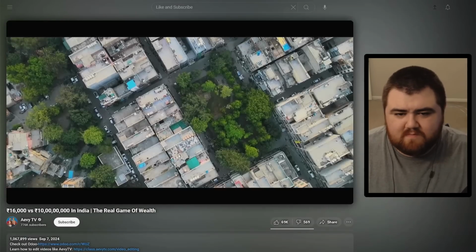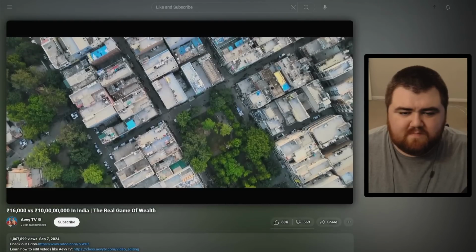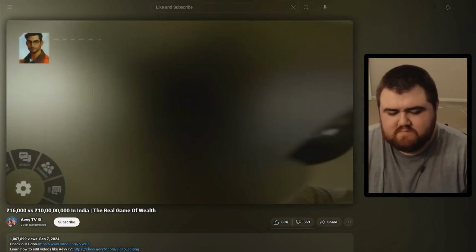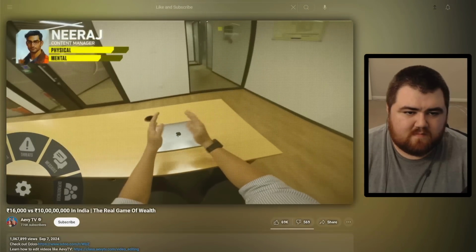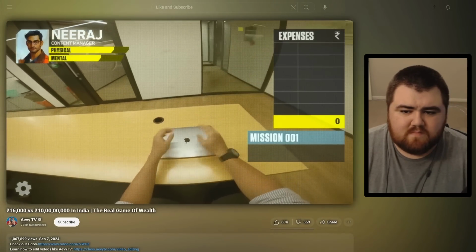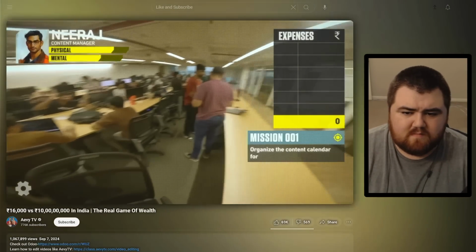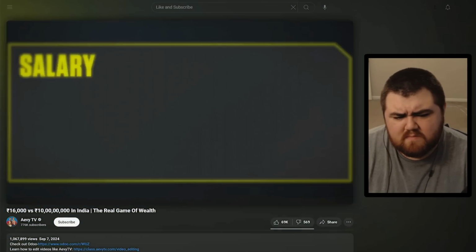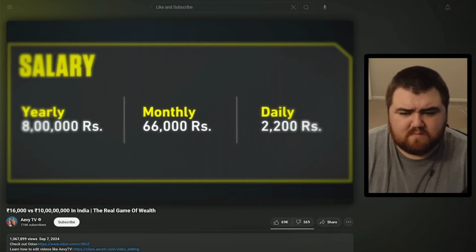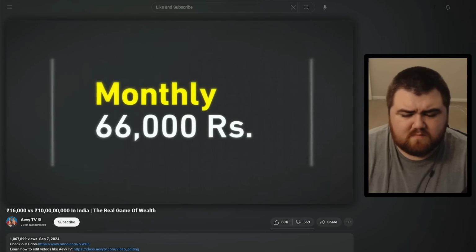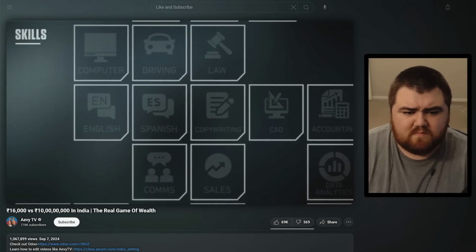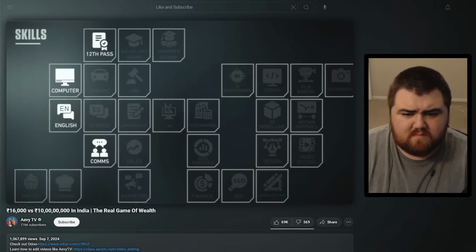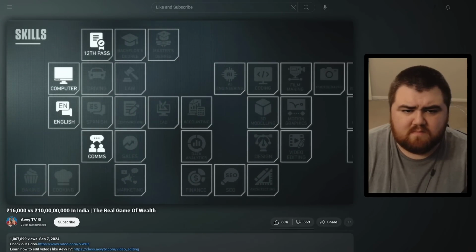Welcome to level 2. The stakes are very different here. The game changes, your aspirations, your needs, your struggles take a different shape. You're now Neeraj, a content manager in a fintech startup in Bangalore, and you are now making an annual salary of 8 lakh per annum, which is a monthly in-hand salary of 66,000 rupees. If you know English and you can communicate and you know how to use a computer, this is the level that all of you watching this video can make it to.